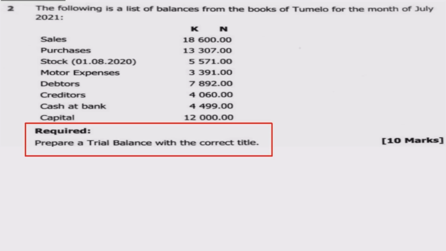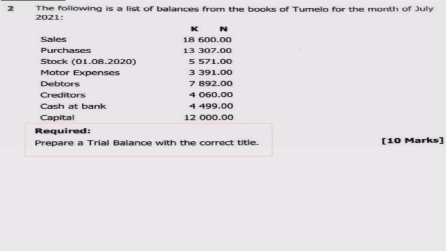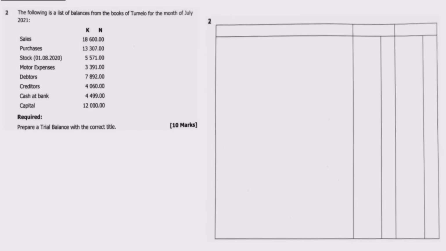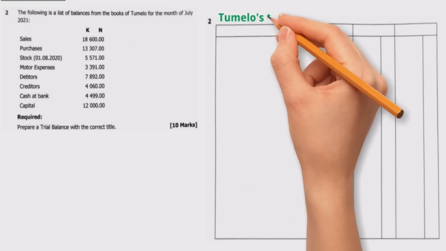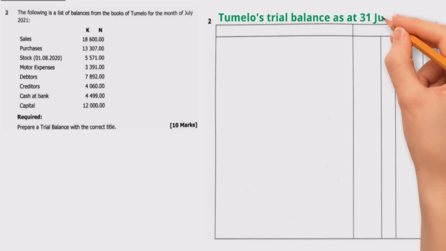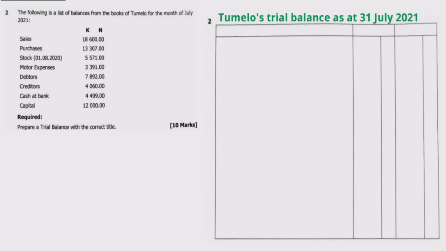Okay, so let's go and prepare the trial balance. First I need to come up with a frame like this one. Once I've come up with a frame like this one, the first thing before I start entering the records, I have to write the heading. Remember, the question is saying with the correct title. So let's write the title. The title for this trial balance will be Tumelo's trial balance as at 31st July 2021.